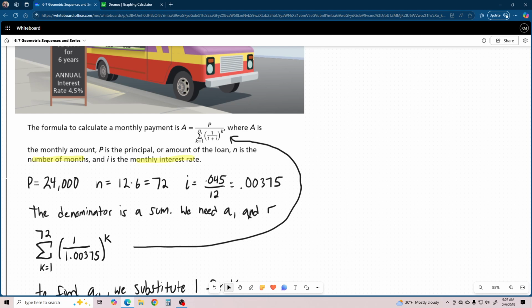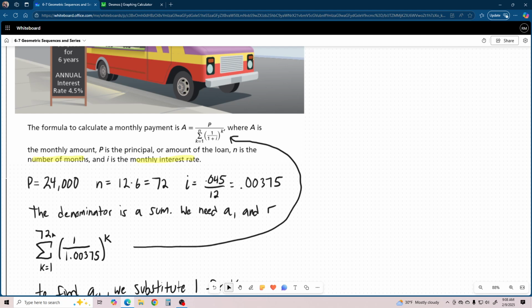All right, so you'll notice that the denominator down here in this formula contains a sum. Our principal divided by that sum is going to give us our monthly payment. So we need to solve down here and then basically take 24,000 and divide it by that. And that'll give us what our monthly payment is. Okay, so let's plug in the stuff we know.